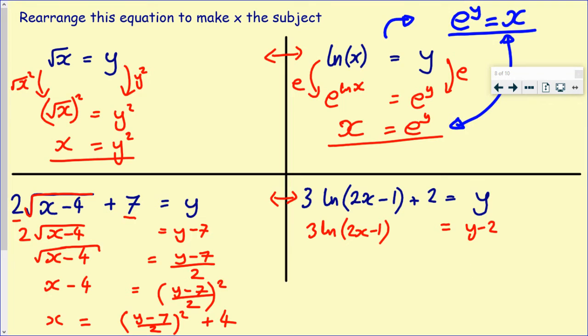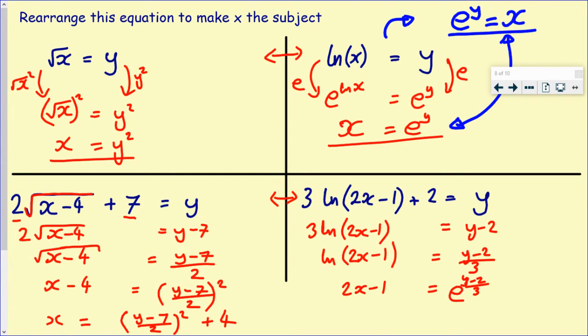And then let's divide by 3. So we're going to get ln of 2x minus 1 equals 1 minus 2 over 3. Now we want to use our inverse functions, or as I said, you might want to use the definition approach. So here we're going to get 2x minus 1 equals e to the power of y minus 2 over 3. And it can get a bit untidy, don't worry too much.